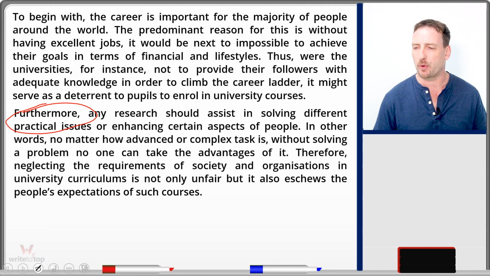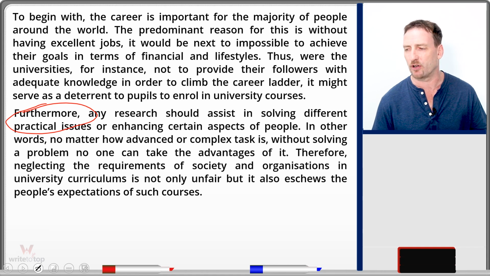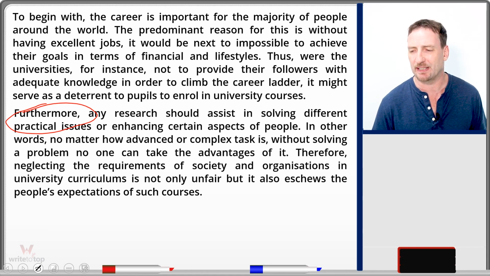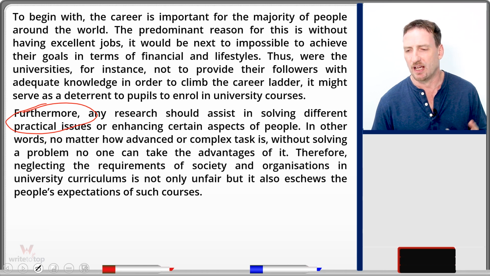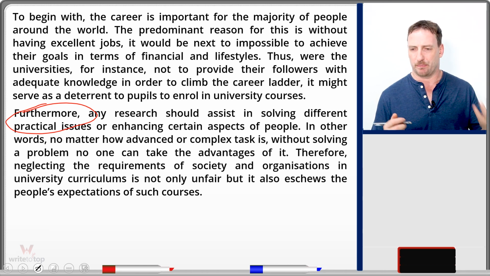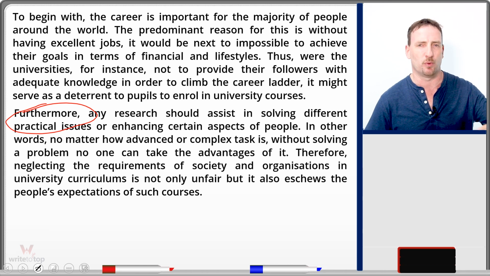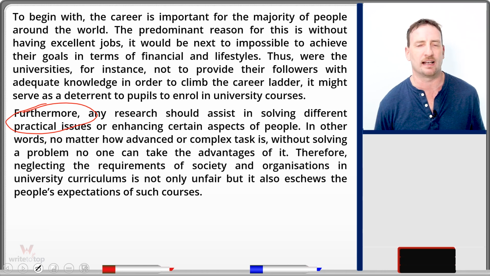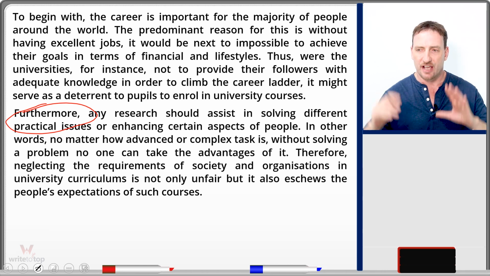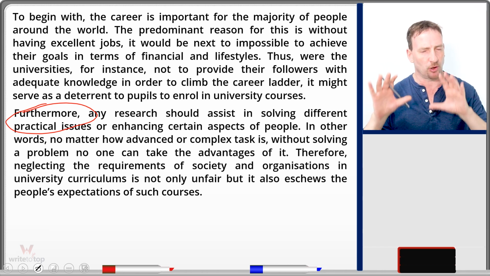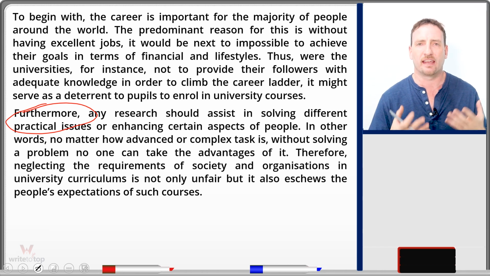"Therefore, neglecting the requirements of society and organizations in the university curriculums is not only unfair, but it also eschews people's expectations of such courses." Again, if you don't give them what they want, people won't go to university. Yeah, you've already made that clear in the previous paragraph. So look, notice that this whole body is lacking content.